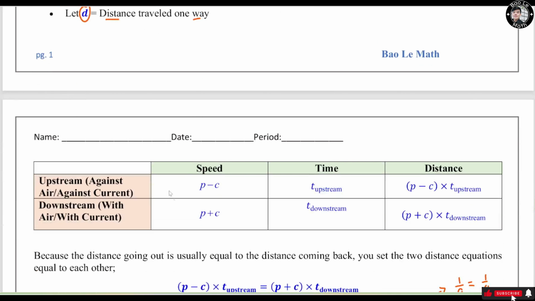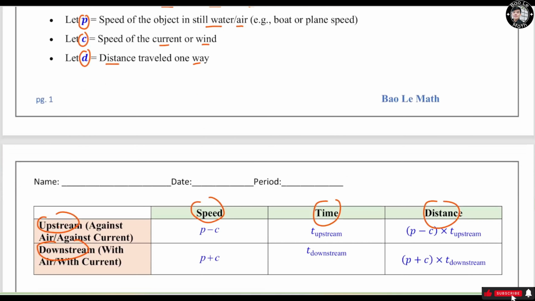Now you're gonna create a table like this. This one upstream, this one downstream, this one speed, time, and distance. Now when you move upstream, you're gonna go against the current, right? So the actual speed equals the speed of the object subtract the speed of the current, which is P minus C, right? When you move downstream, it's going to be P plus C, right?